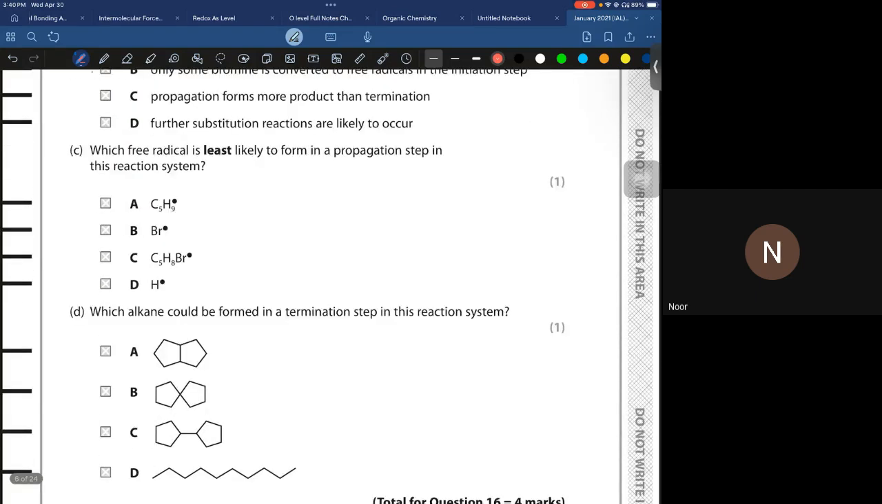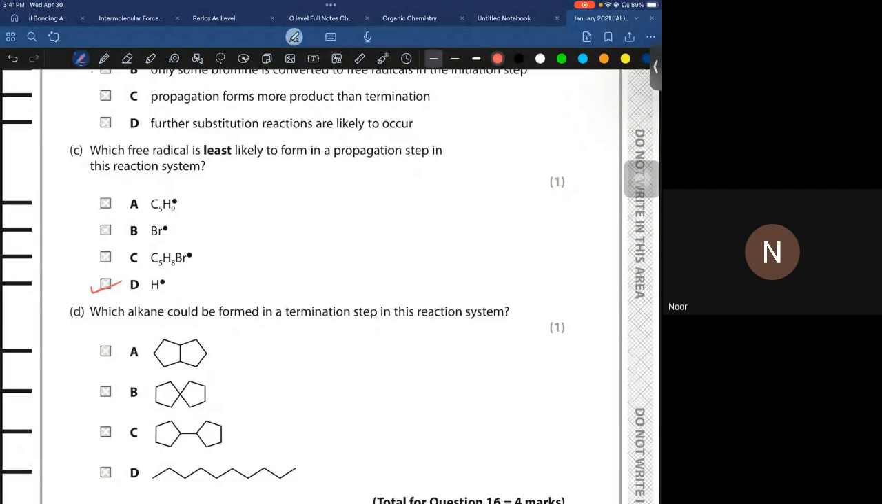Which free radical is least likely to form in a propagation step in this reaction system? Remember, least likely means that it would not be stable. So that is one and only D. D is H. Already it has a very small size, and after getting radicalized, of course it would be highly unstable. So it's the product that would be least likely to form.